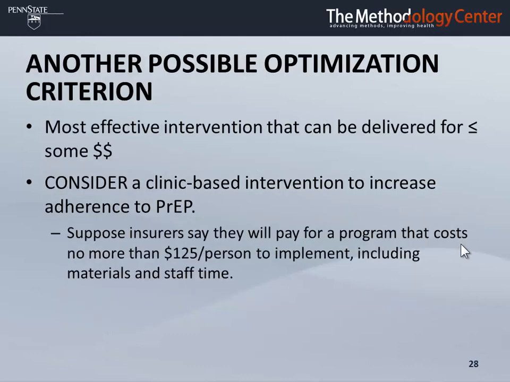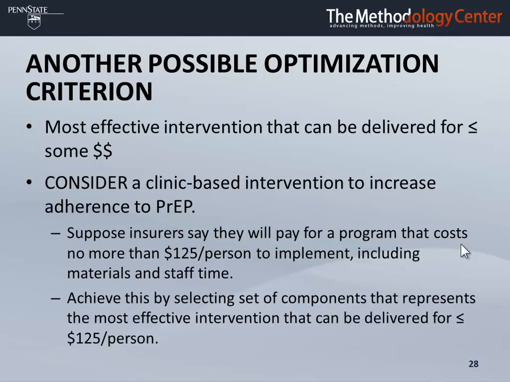So here's another one that I think makes it a little clearer, the idea of constraints. The most effective intervention that can be delivered for some upper limit on cost. So suppose now, back to the PrEP intervention, suppose insurers say they'll pay for a program that costs no more than $125 a person to implement. So you can say, okay, I'm going to develop an intervention that's the most effective we can get that can be delivered for less than or equal to $125 a person.